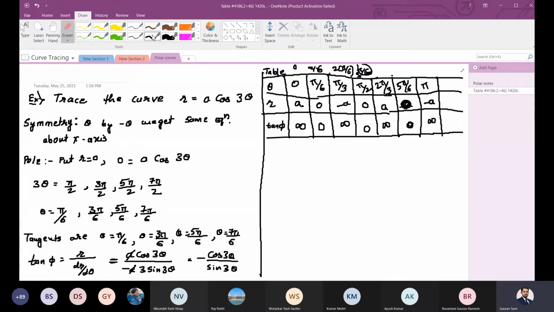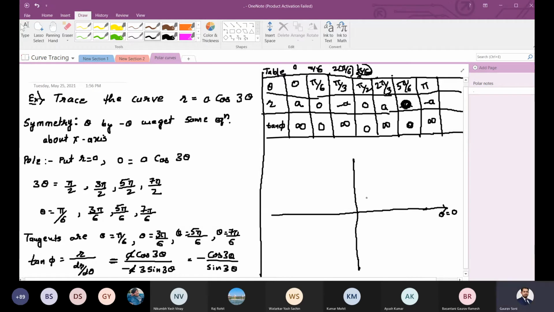Now let's try to draw the curve. Drawing the curve is very easy. Just concentrate on the values of theta. How does theta increase here? Theta is 0 over here. Theta equal to pi by 6 will be somewhere here like this. This is theta equal to pi by 6.